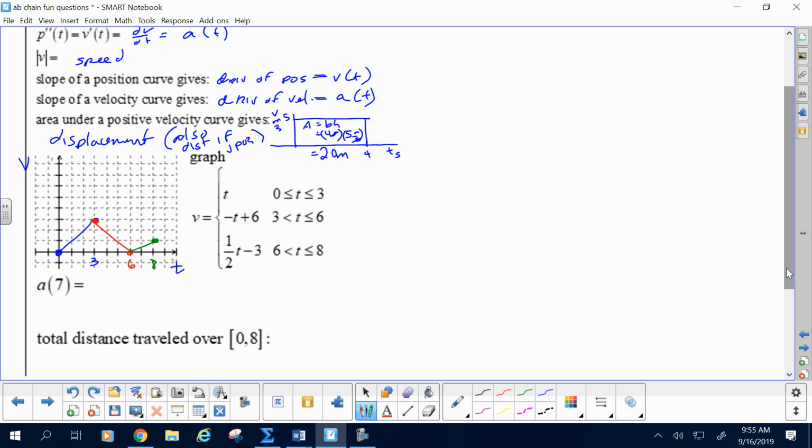Acceleration at time 7 is the derivative of velocity, which is the slope of the velocity graph at 7. And so what is acceleration at time 7? 1/2, right? Here is time 7, and the slope of that line is 1/2. Follow me? Yes. Okay? The total distance traveled.